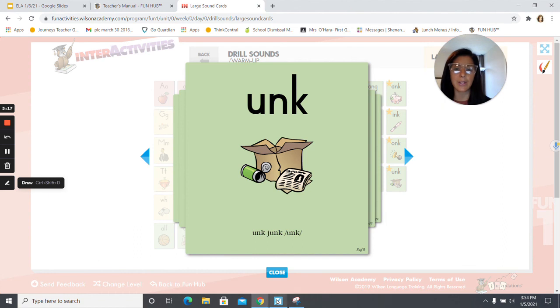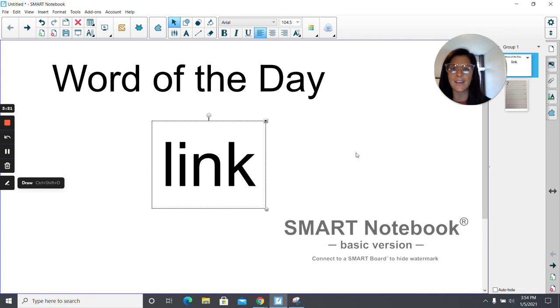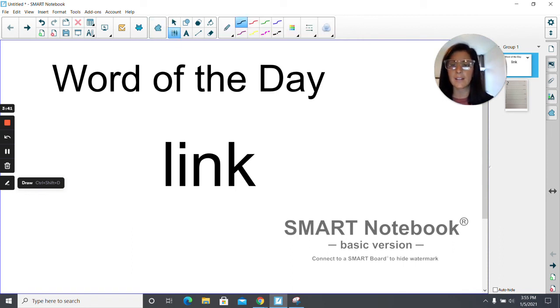Okay, the next thing we are going to do is learn a new word of the day. And here is our word of the day right here. We have the word link. Let's tap it out together. Ready? L-ink, link. One more time. L-ink, link. Good job. And I'm going to make sure that I box in my glued sound.